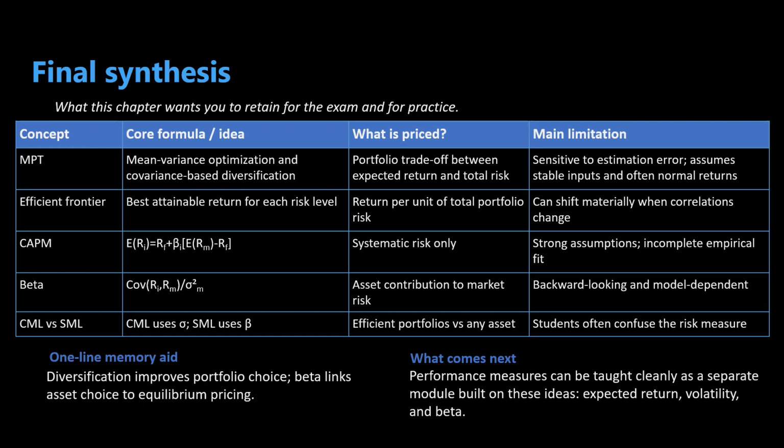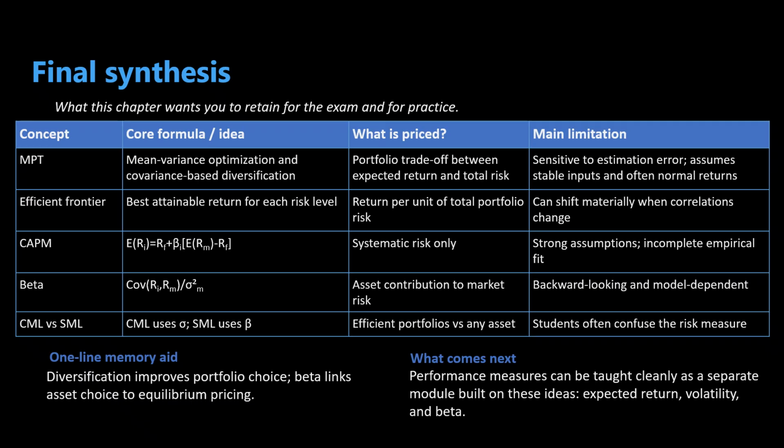The main limitations are sensitivity to input errors and the normality assumption, which may not be true in the real-world context. Second, efficient frontier. It is the set of optimal portfolios that, for each risk level, offer the highest attainable expected return. The main practical limitation is that the frontier shifts when correlations change, especially during market crises, precisely when you need it to be stable.